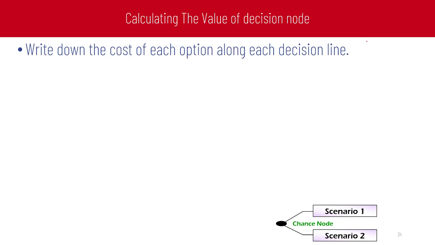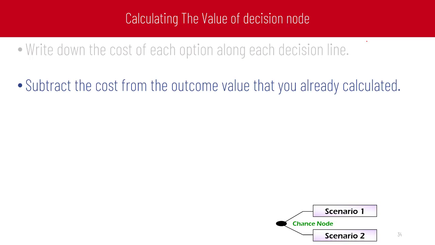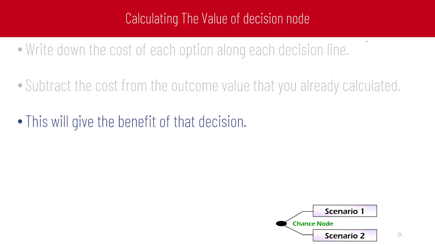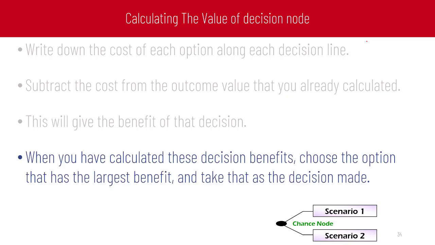Calculating the value of the decision node: write down the cost of each option along each decision line. Subtract the cost from the outcome value that you already calculated. This will give the benefit of this decision. When you have calculated these decision benefits, choose the option that has the largest benefit and take that as the decision made.